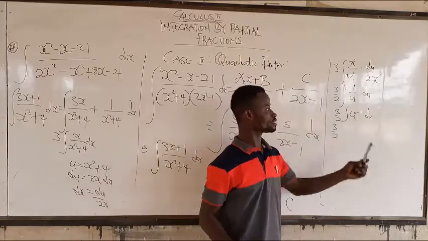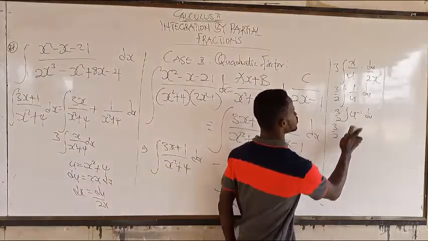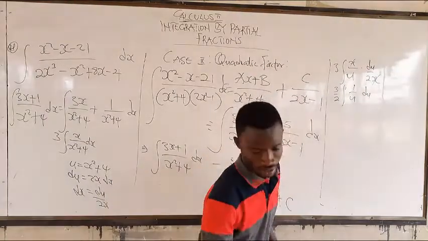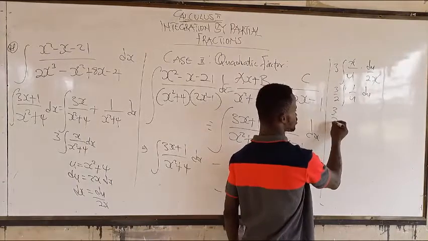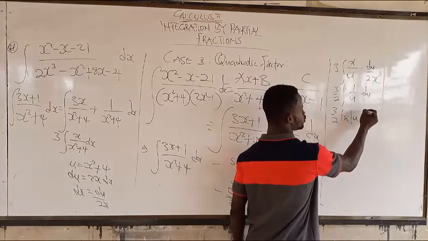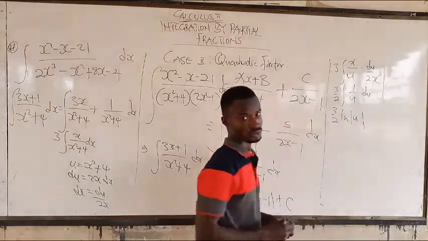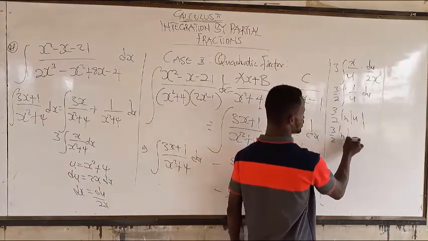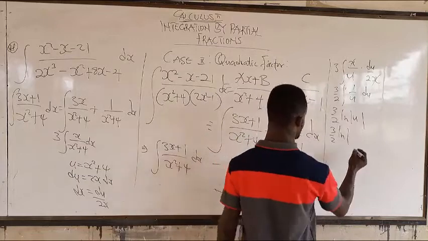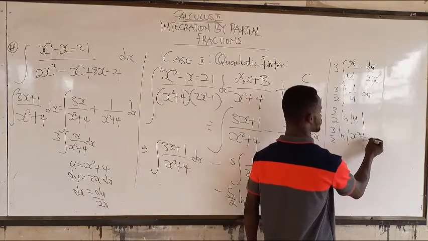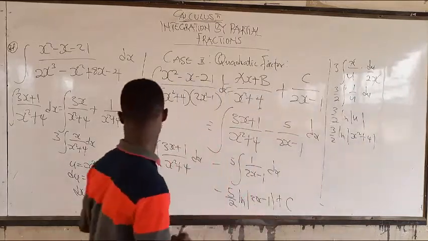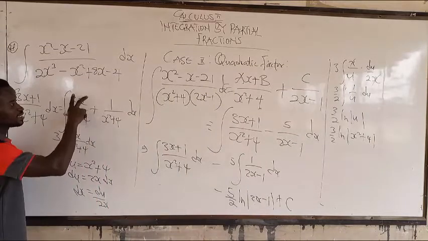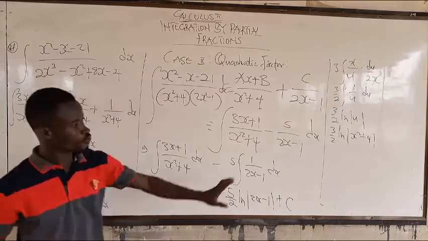To integrate this, no need for you to bring it in this form. That's going to be 3 over 2 ln of u, and that is 3 over 2 ln of x squared plus 4. So that is for only this. This split to get this. This resolves to this.